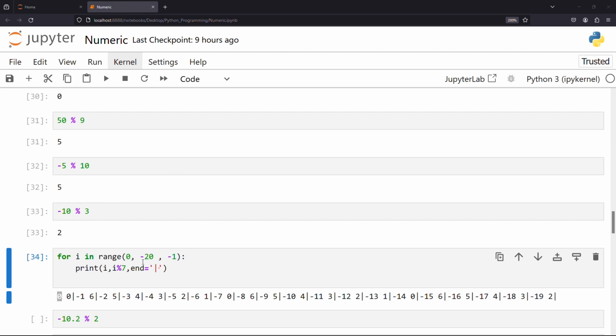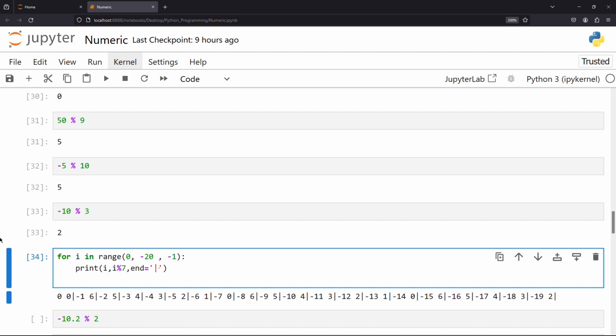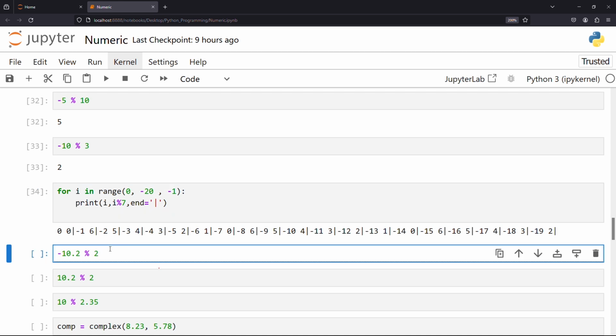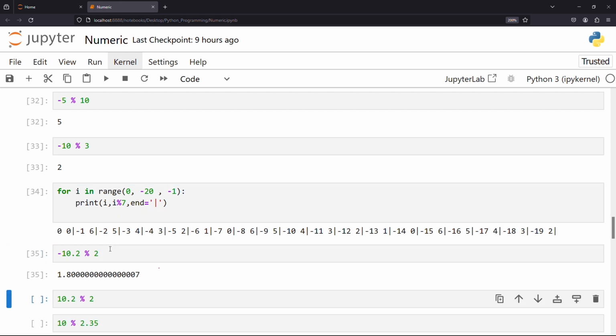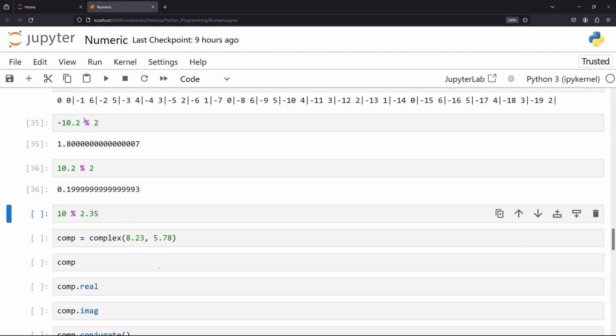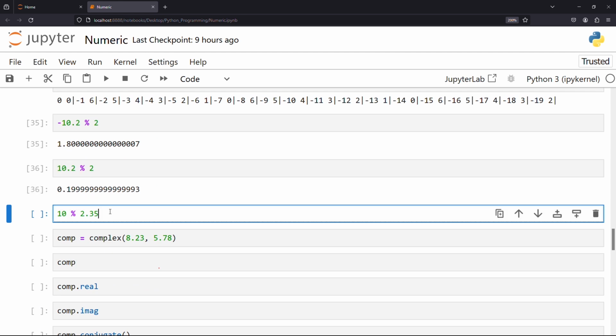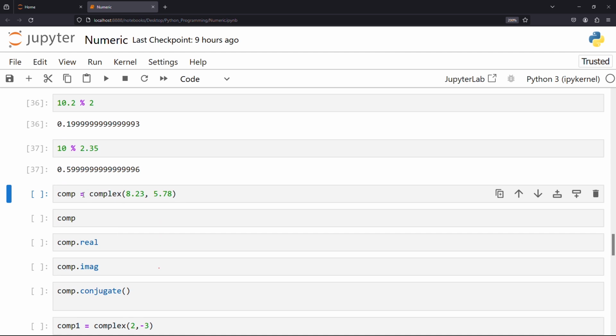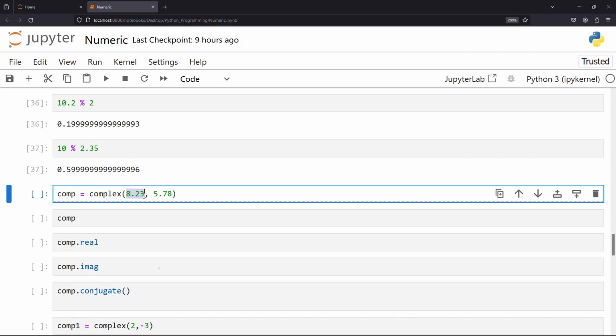Here, in the case of C or C++, you can't give float values with modulus, but here you can give float values. So these are the remainder values when dividing this number by 2. Similarly, this will be the remainder when you divide this by this, and similarly this. You can also create a complex number like this. You can give complex, where this will come as the real part and this will come as the imaginary part. Okay, let's see.